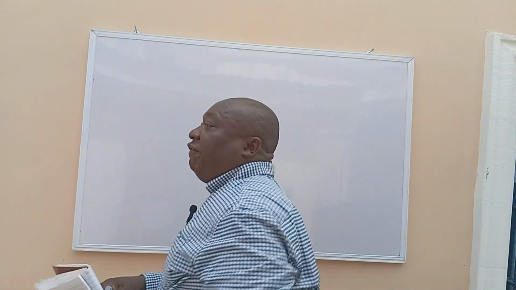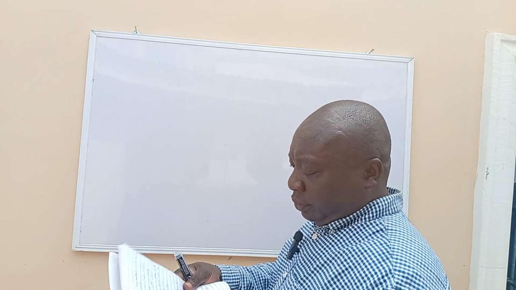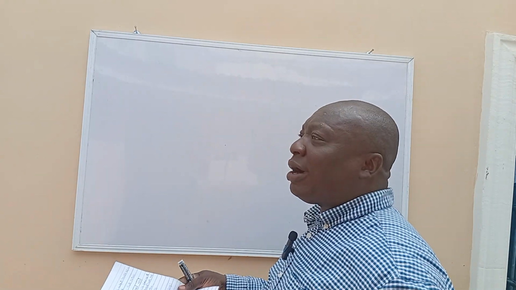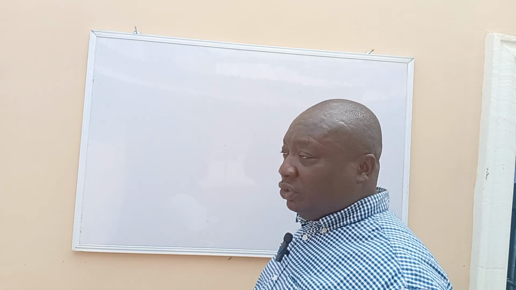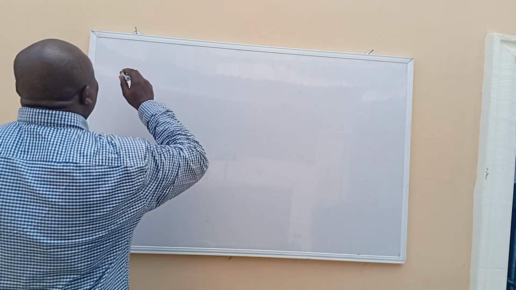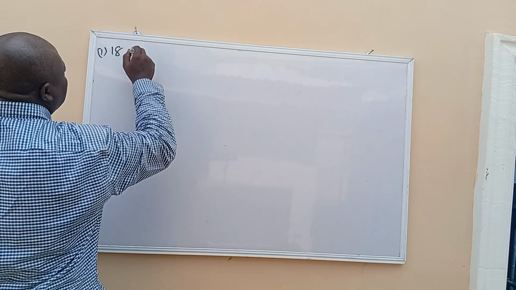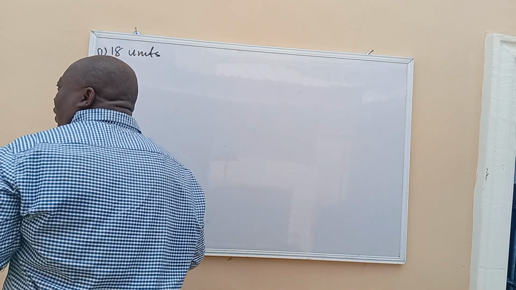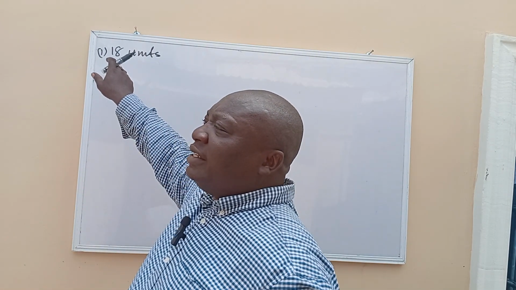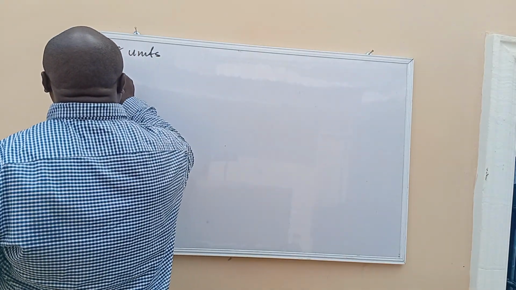So the first question says that we should calculate the total cost in dollars of producing Roman figure 1, 18 units. What will it cost the organization to produce 18 units? We are going to use the given equation. This is the equation.